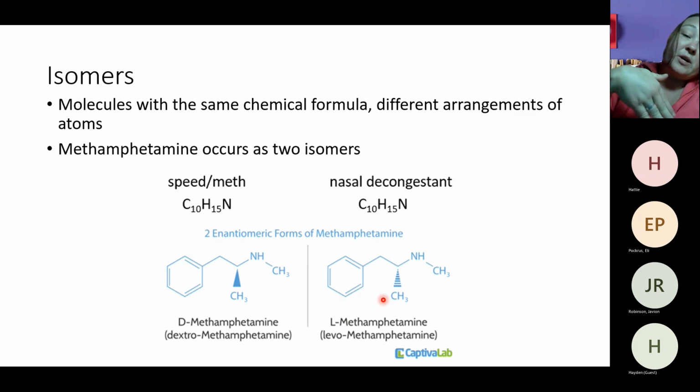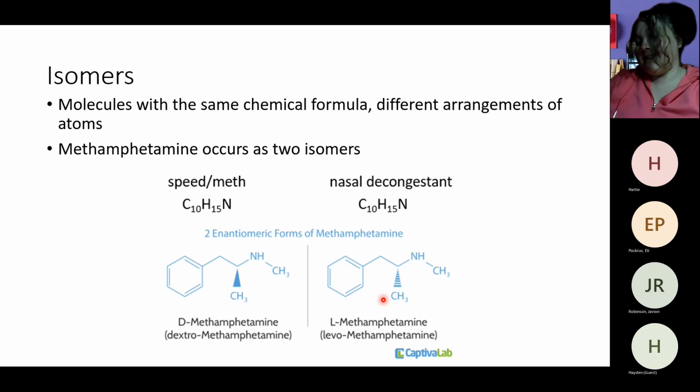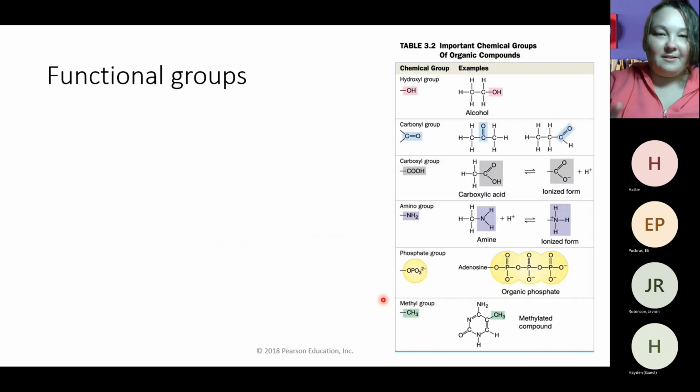It's going back into the screen away from you. That is the only difference between these 2 isomers. Isn't that crazy? Speed or nasal decongestant. Tiny things can make a huge difference. Let's talk about functional groups.